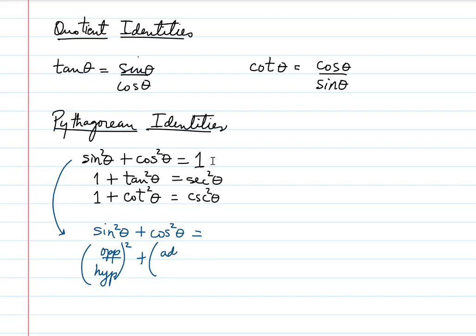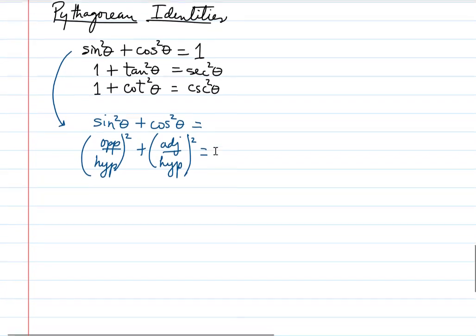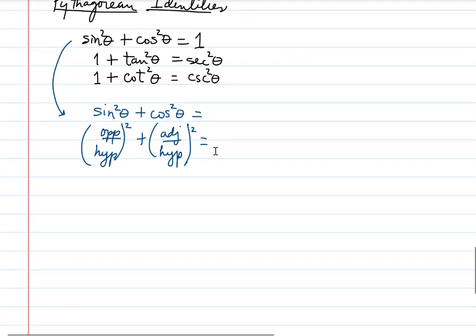And then we have cosine is adjacent over hypotenuse. Square that. From there, we have a fraction squared, so we can distribute that square to the top and bottom. So we have opposite squared over hypotenuse squared. This is purely algebraic. Adjacent squared over hypotenuse squared.